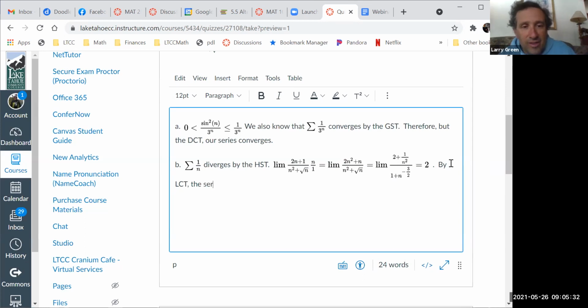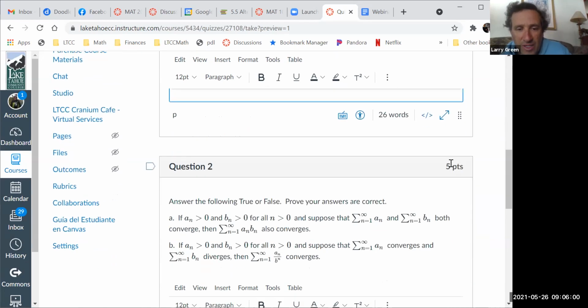The series, let's write our series diverges. Remember, they always do the same thing when you have a limit that is not 0 and not infinity. Any questions on question 1? Any questions? Okay, let's move to question 2.